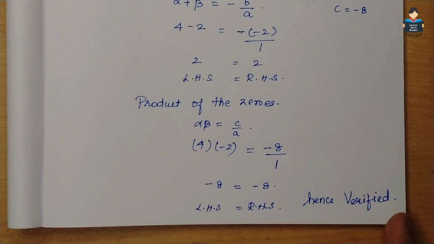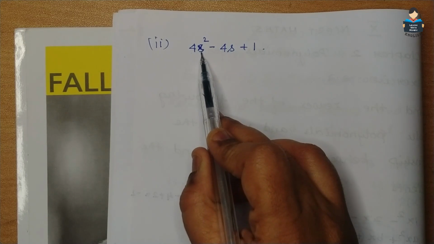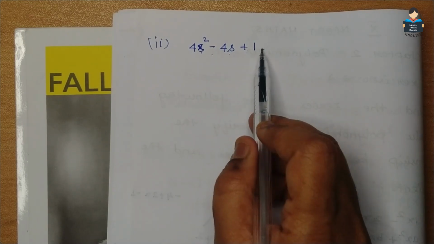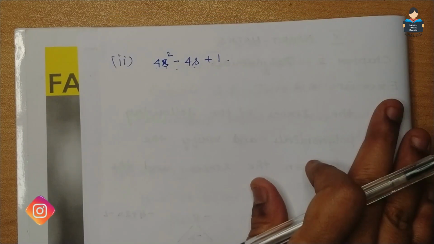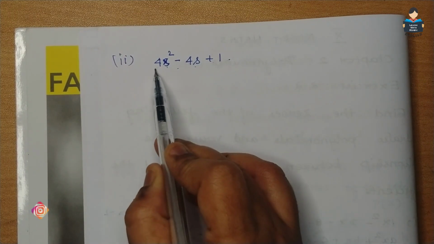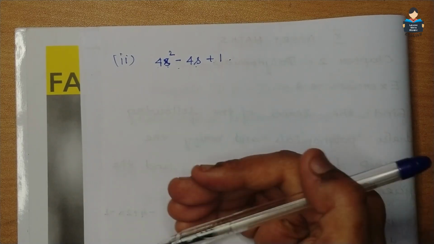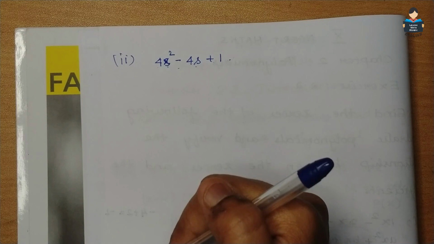And this is how we have to verify the relationship between the zeros and the coefficient. Now we will see the second subdivision. In the second subdivision, they have given 4s square minus 4s plus 1. So when we do the splitting the middle term, we have to make the value of a as 1 before proceeding with the splitting the middle term method.